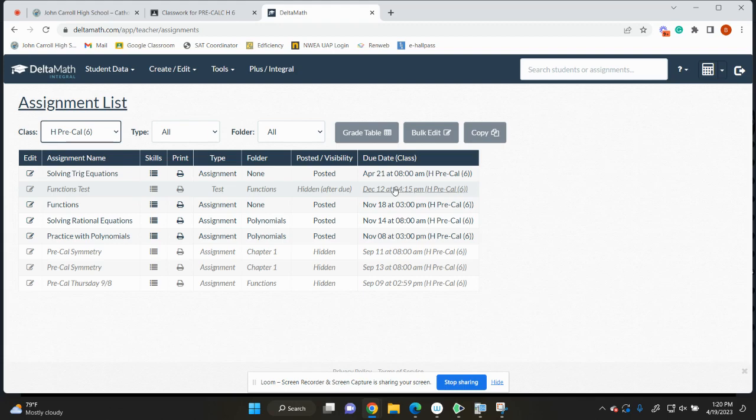Oh wait, how many people will not be here Friday? Just the seniors, right? Okay. Yeah, there's a charger up here. Okay, other questions for me?